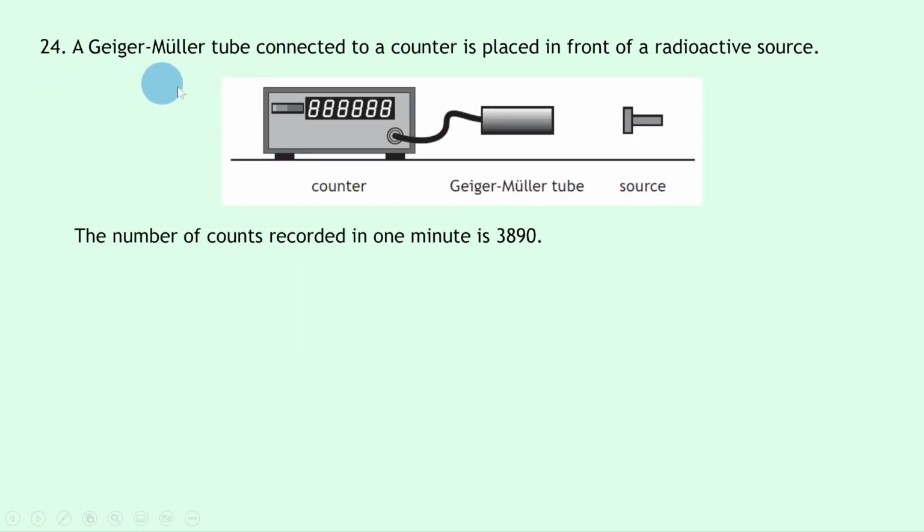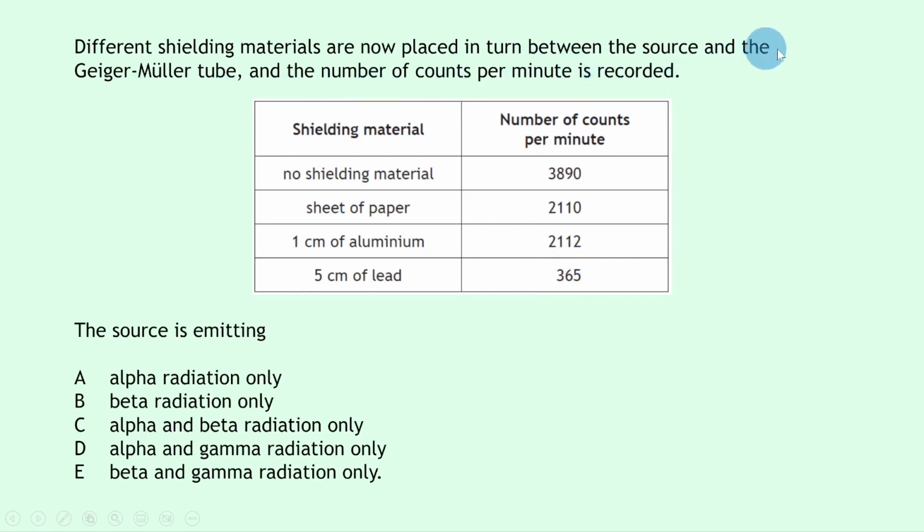Question 24 says a Geiger-Müller tube connected to a counter is placed in front of a radioactive source. So you see the source here and then the Geiger-Müller tube connected to the counter. The number of counts recorded in 1 minute is 3,890. Different shielding materials are now placed in turn between the source and the Geiger-Müller tube, and the number of counts per minute is recorded. So you can see that with no shielding material we get that number of counts per minute of 3,890. With a sheet of paper in the way, our number of counts per minute decreases to 2,110. With 1 centimetre of aluminium in the way, you'll see it doesn't really do anything to the number of counts, it's increased by 2. And then by using 5 centimetres of lead, you'll see the number of counts per minute drops quite a bit to 365.